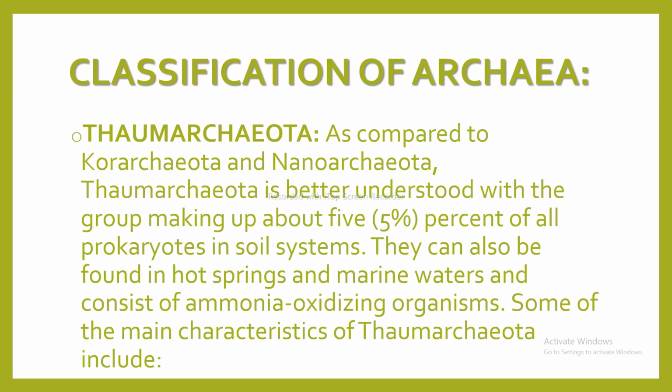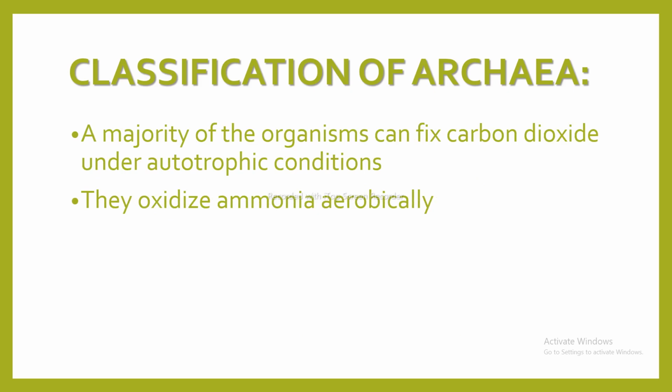Next is the Thaumarchaeota. As compared to Korarchaeota and Nanoarchaeota, Thaumarchaeota is better understood, with the group making about 5% of all the prokaryotes in the soil system. They can also be found in hot springs and marine waters and consist of ammonia oxidizing organisms. So some of the main characteristics of Thaumarchaeota include a majority of the organisms that can fix carbon dioxide under autotrophic conditions. They oxidize ammonia aerobically.